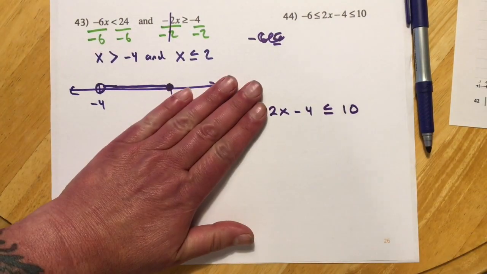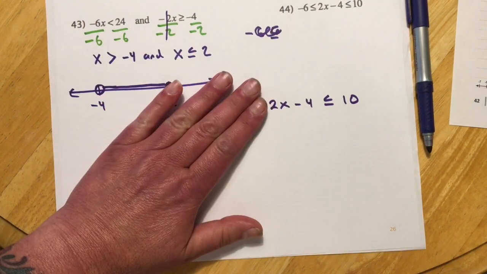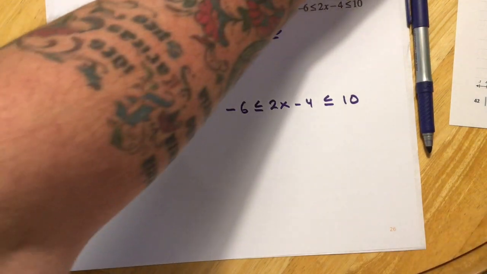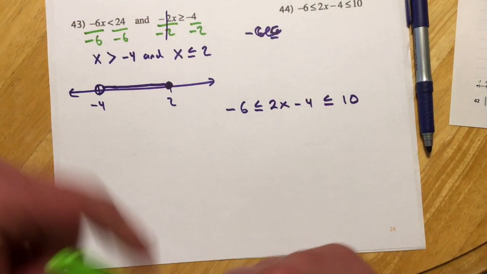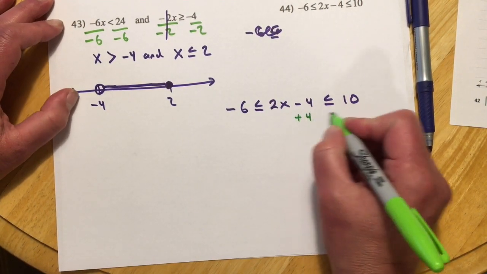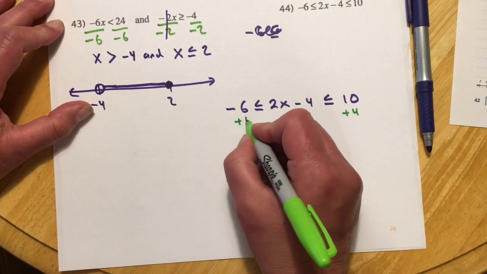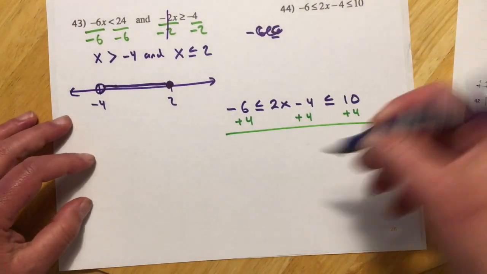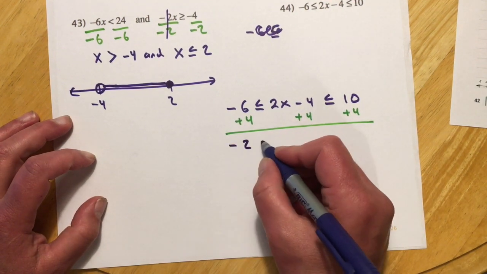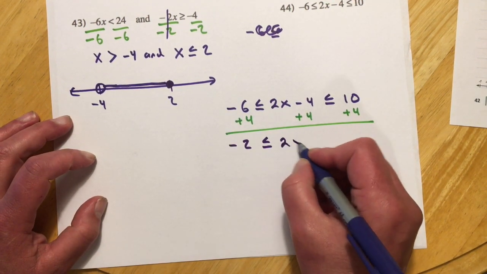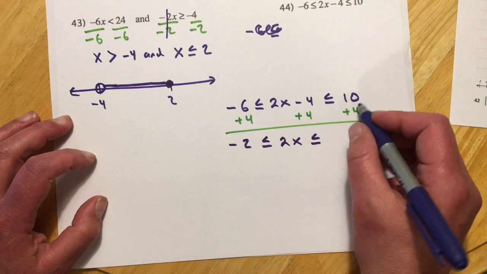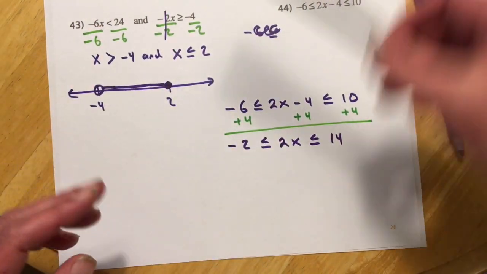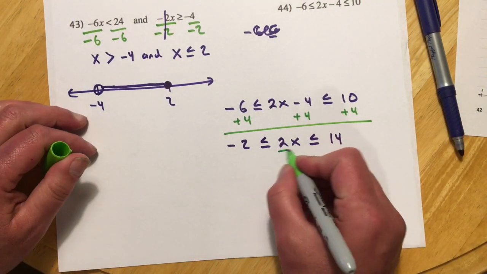And so if you think about what you would do if that third piece wasn't there, you'd add the 4 and divide the 2. It's the exact same thing, you just have to do it in 3 places instead of 2. So we'll add the 4 over. And that's going to go negative 2 is less than 2x is less than or equal to 14. And then next we would divide the 2, right? So we just do that same thing, we just have to do it everywhere.